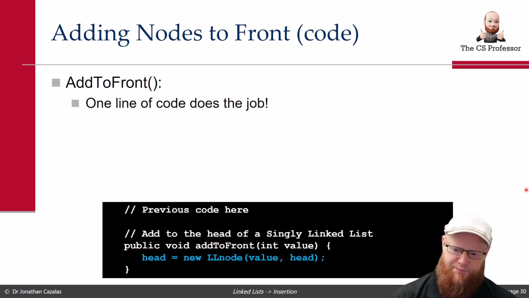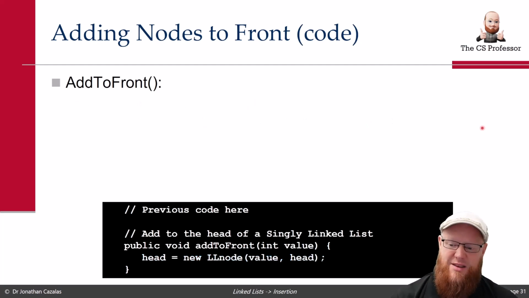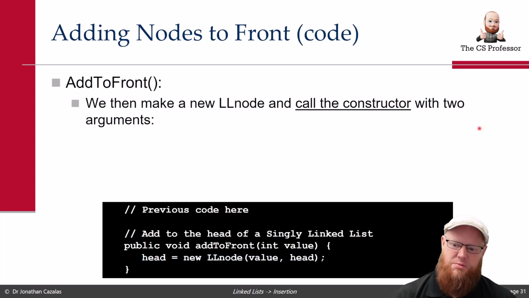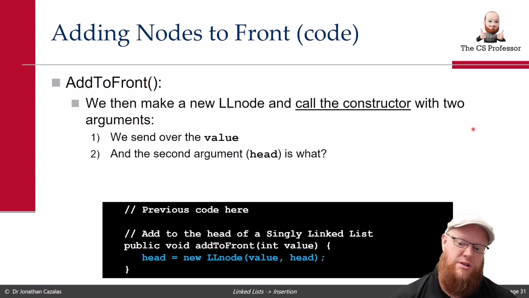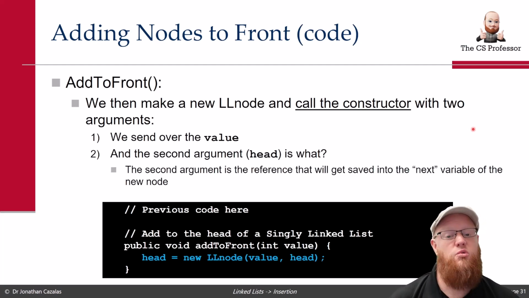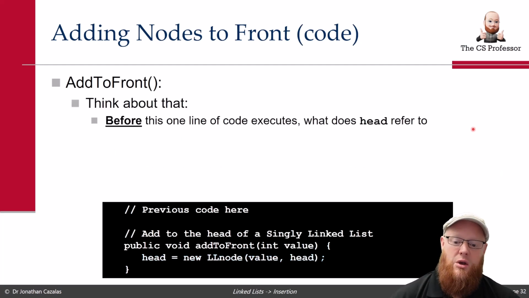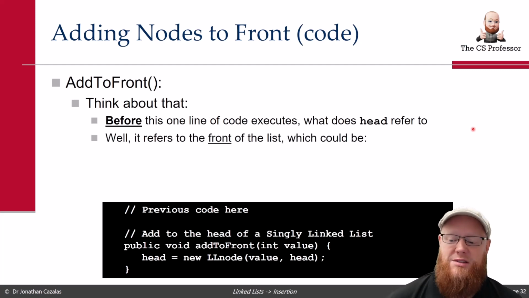Super, super cool. So let's come over here and see. I can probably skip through a lot of these slides because it's going to give you the exact same explanation. Actually, I'm not going to skip. I'm going to read through them, see if there's anything that we maybe missed. So we make a new LL node. We call the constructor with those two arguments: of course, the data value, and the second argument, head. What is that? That's the reference that's going to get saved into that next variable of the new node. So before this one line of code executes, what did head actually point to? Well, head pointed to one of two possibilities.